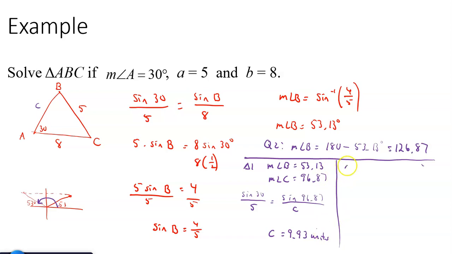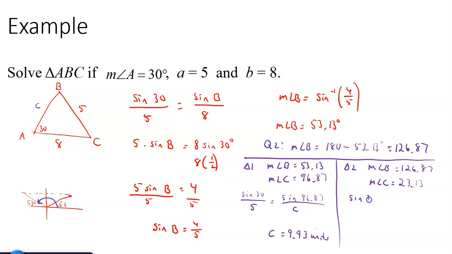All right, the other option, triangle number 2, is that the measure of angle B is 126.87. And so now the measure of angle C is going to be much smaller. It's going to be 180 minus 126.87 minus 30. That gives me 23.13. And now I've got to see whether this produces a valid triangle. So we'll do the same thing.